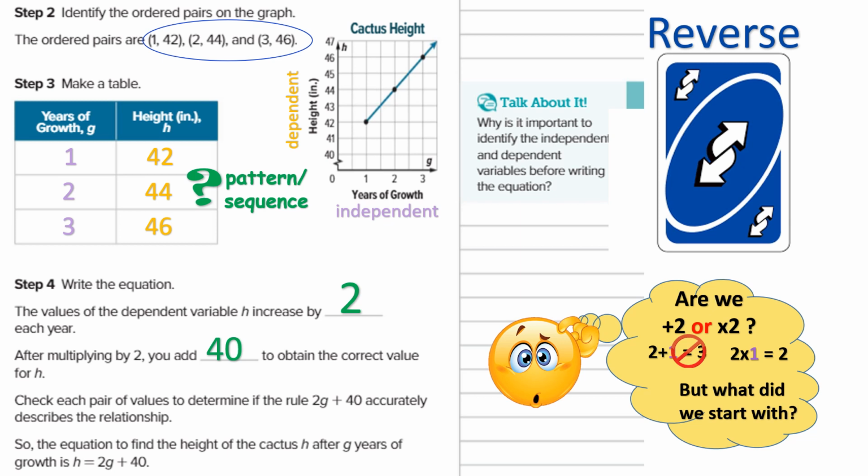So 2 times 1 is 2, plus 40 is 42. 2 times 2 is 4, plus 40 is 44. 2 times 3 is 6, plus 40 is 46. So that lets me know that the h is equal to 2g plus 40. It's going to be my pattern that I follow.